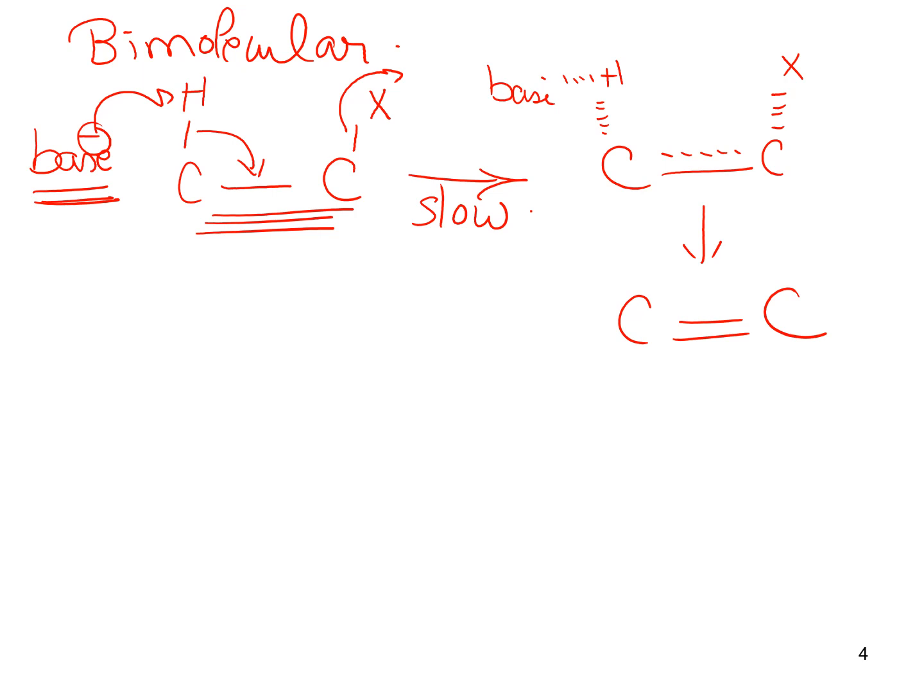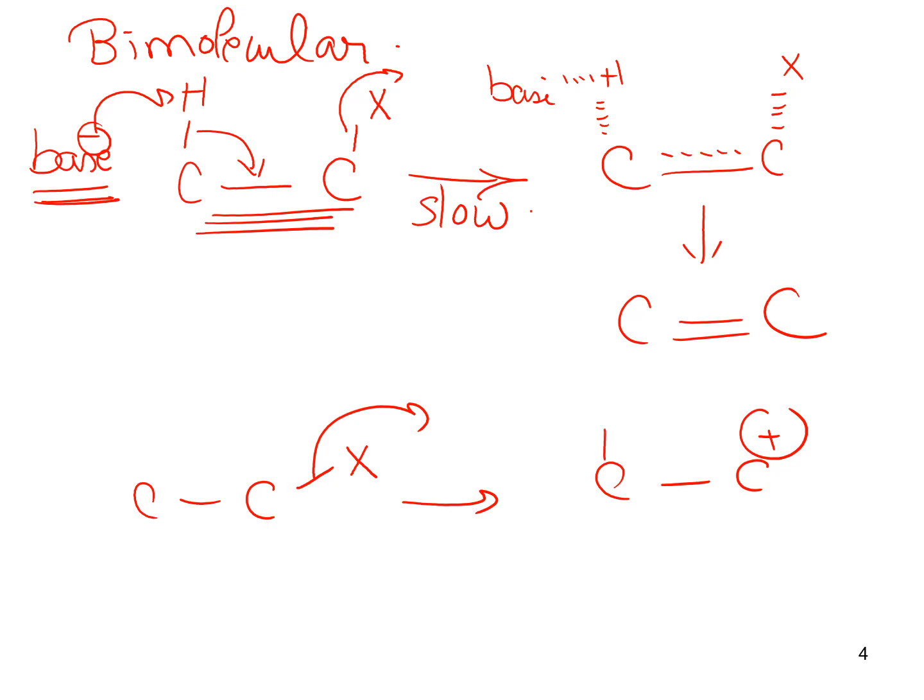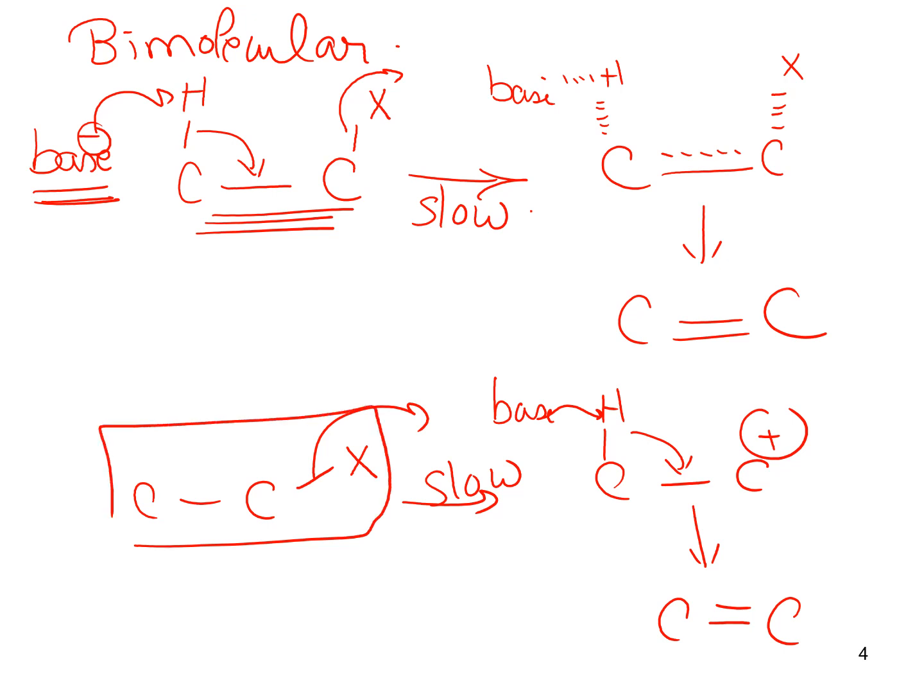In case of the unimolecular, you will have the halogen leaving first, exactly as we said in case of the unimolecular substitution reaction. The halogen will leave first, and then the base will abstract the proton to give the double bond of the compound. As you can see, the first slow step involves only the alkyl halide, so it's an E1 mechanism, while in the first one you had both molecules, the base and the alkyl halide, in the first step, so it was a bimolecular reaction.